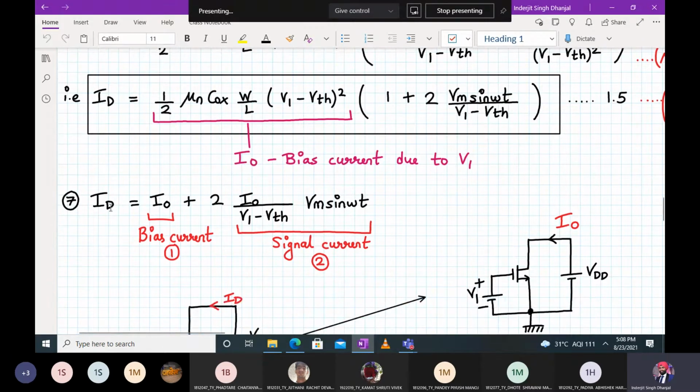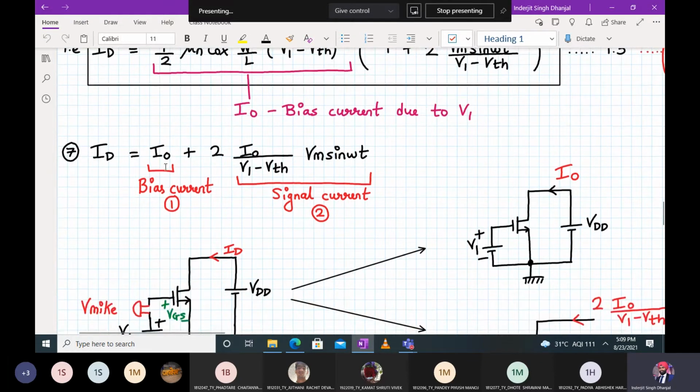Fine. So my drain current is an addition of two quantities. One is my bias current and the other is my signal current. If I open this bracket up, I will write ID is equal to I0 plus twice I0 divided by V1 minus Vth, into Vm sin omega t. Okay. So we are calling this term the bias current due to V1. So ID is an addition of both the bias current as well as the signal current. This is my signal current.